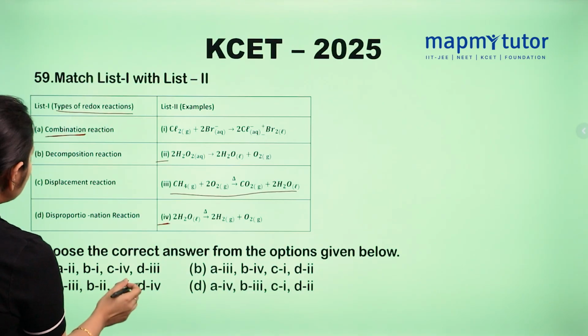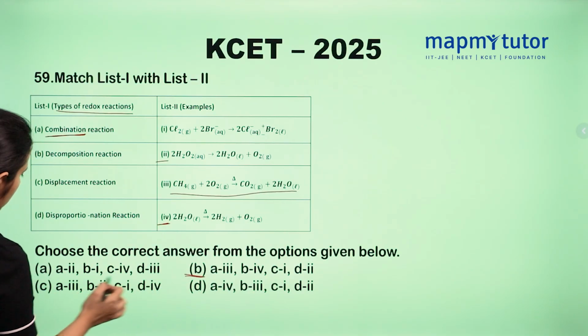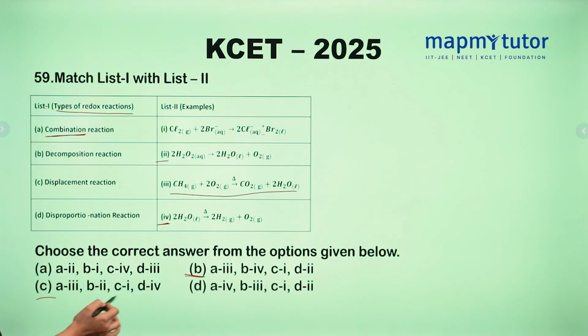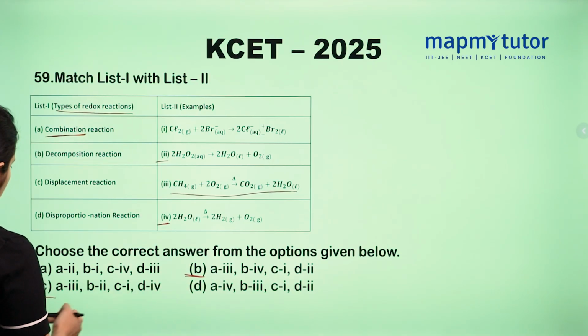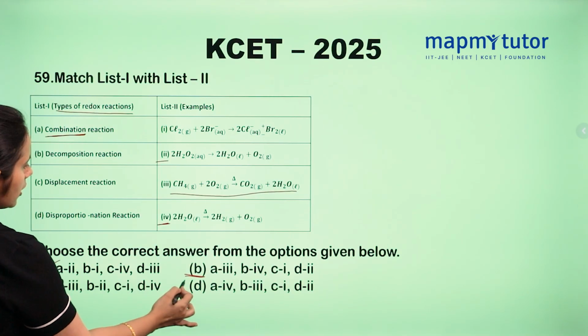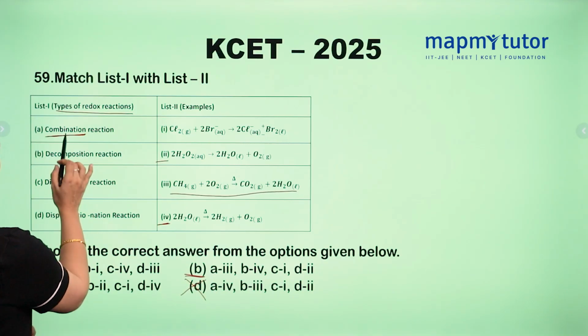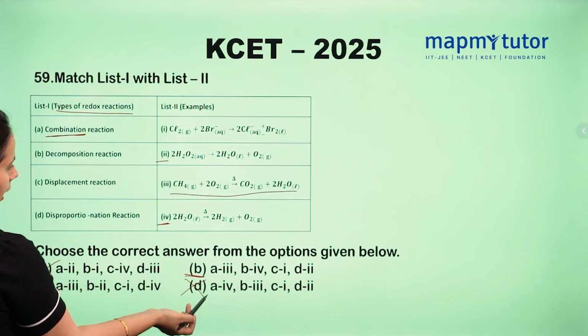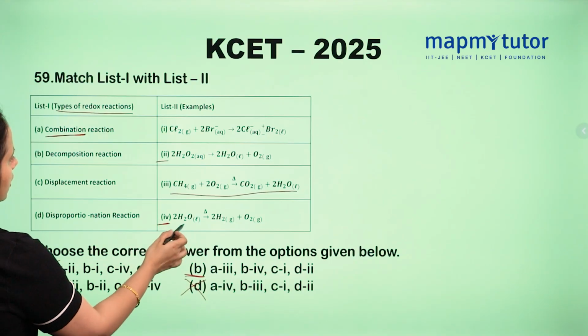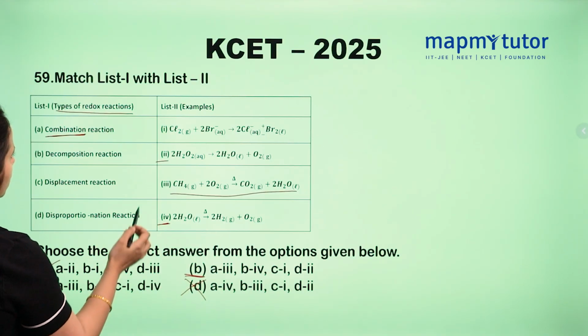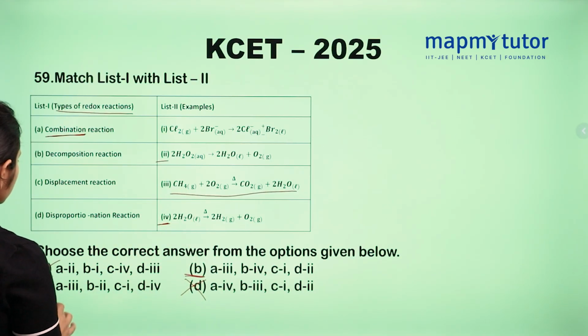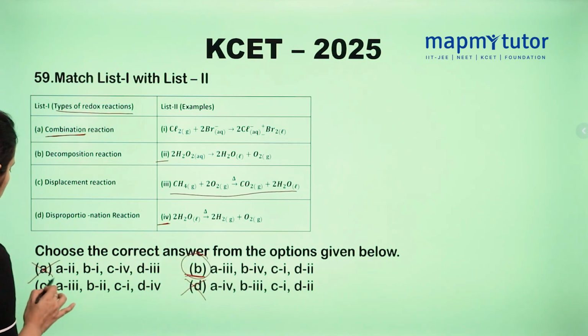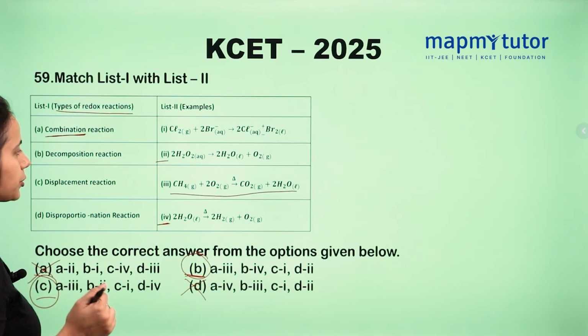So A goes with 3 in this and this. B with 2, B with 4. Both can be the possibilities. So we will first rule out A and D, because A with 2 and A with 4 is not possible. These are not combination reactions. So now we need to just find out from B and C which one is the right option.